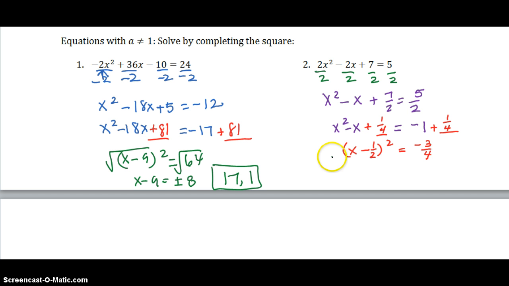And now I'm ready to take the square root of both sides. Uh-oh, I can't take the square root of a negative. So this problem is not going to have any roots. It's going to be no solution or no real roots for your answer.